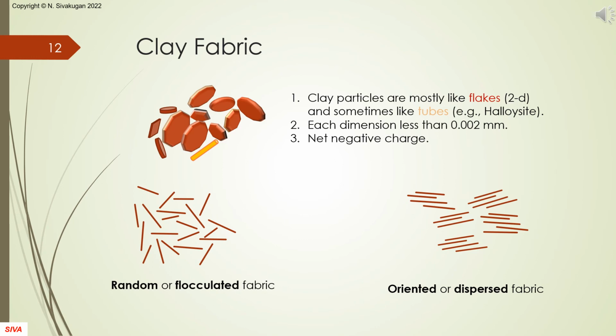Unlike silts or sands, clay particles are like flakes or sometimes needles or tubes. A packet of clay particles can be oriented randomly or they can be oriented in a specific direction. The first gives a flocculated fabric and the second gives a dispersed fabric. Very often it is in between the two.